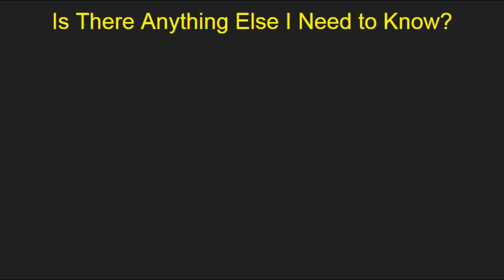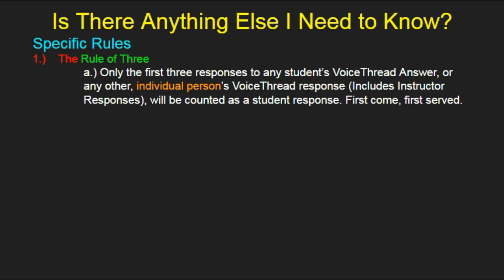Finally, there is the section, is there anything else that I need to know? There actually are some specific rules that help keep the discussion continually flowing. To begin with, there is the rule of 3. This rule explicitly states that only the first 3 responses to any student's VoiceThread answer or any other individual person's VoiceThread response, which includes the instructor responses as well, will be counted as a student response. First come, first served. In short, there can only be up to 3 responses per each student answer or response that will be given credit.